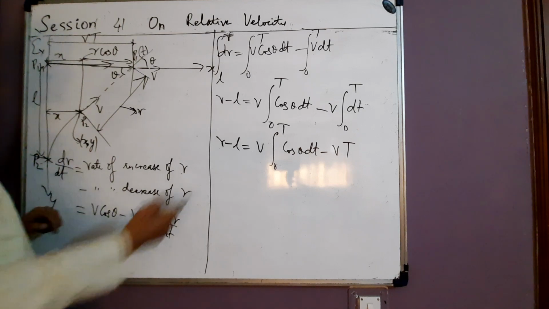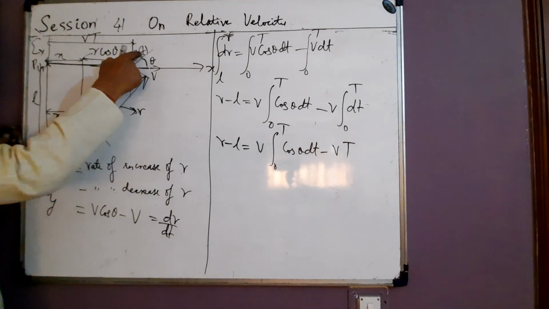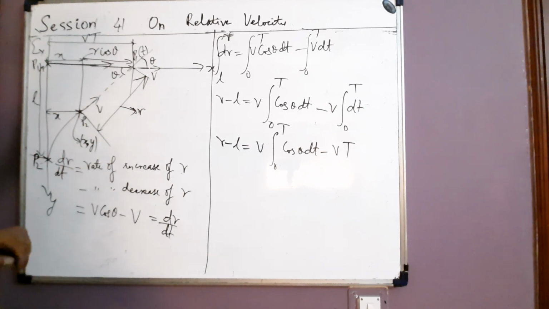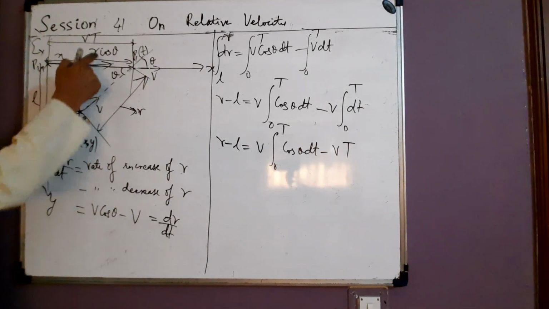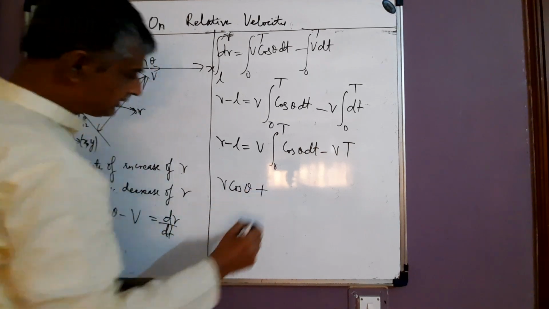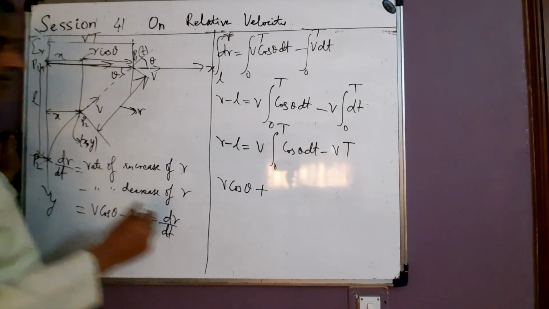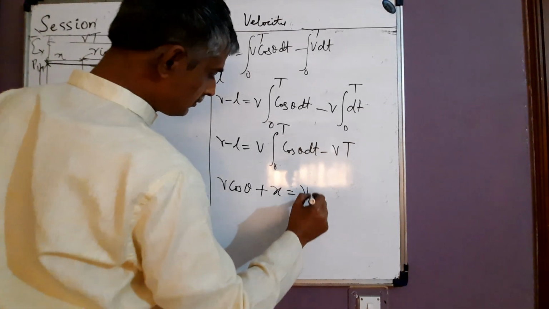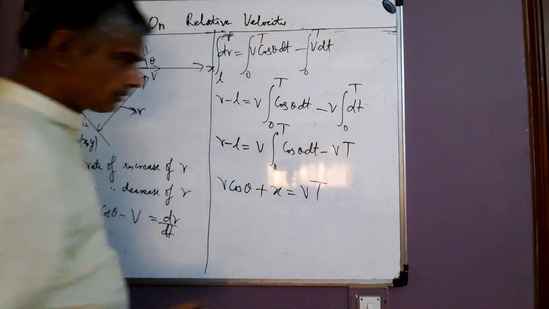Here capital T is just general small t itself, so I have used a different symbol. So from this we see that this plus this equals this: r cos theta plus x is just equal to how much? Vt. Okay, fine.